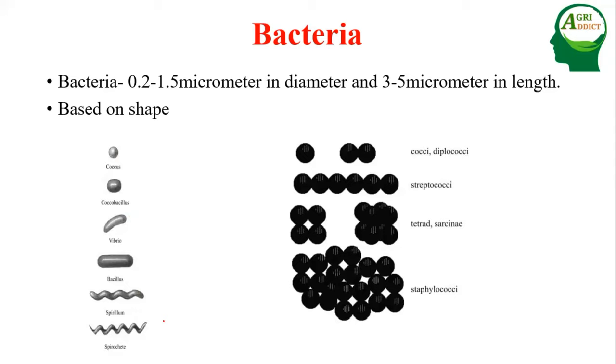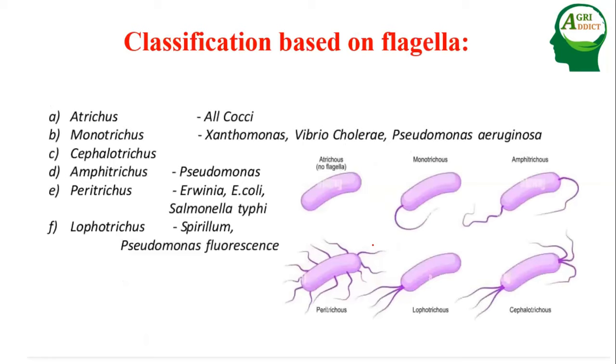And if the cocci is single, we call it as cocci. If there are two, that is diplococci. If they are in chain, we call it as streptococci. If there are four in number, we call it as tetrad. Eight in number, it is sarcina. And if you are observing any grape-like cluster, we call it as staphylococci. You can also classify based on flagella.